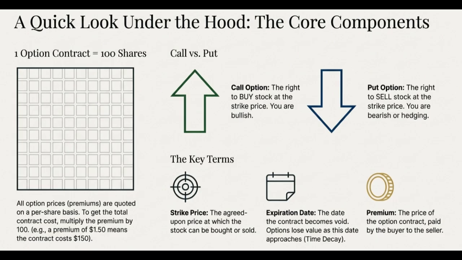Before trading, you need to know the core components of an option contract. First, remember, one option contract controls 100 shares of stock. Always multiply the quoted price by 100 to find the total cost. There are two types. A call option gives you the right to buy stock. A put option gives you the right to sell stock. Finally, the three key terms. Premium is the price of the contract. The strike price is the agreed upon price where the transaction can occur. And the expiration date is when the contract becomes void.